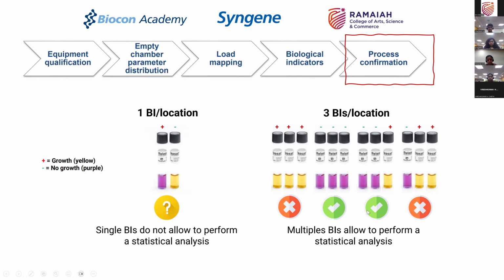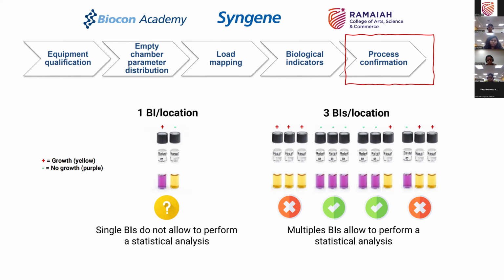But from a statistical point of view and from a regulatory point of view, this is also considered as pass. So you will place the BI and you will do a process confirmation. The last stage is process confirmation. You will run the actual process with BI indicators and place them initially at multiple locations. You will determine the worst case locations, and then on a routine basis you will only place them at those locations and determine whether your cycle is okay or not.